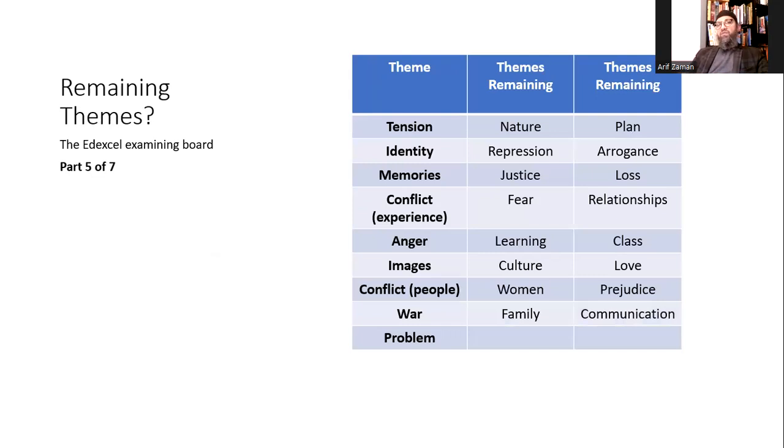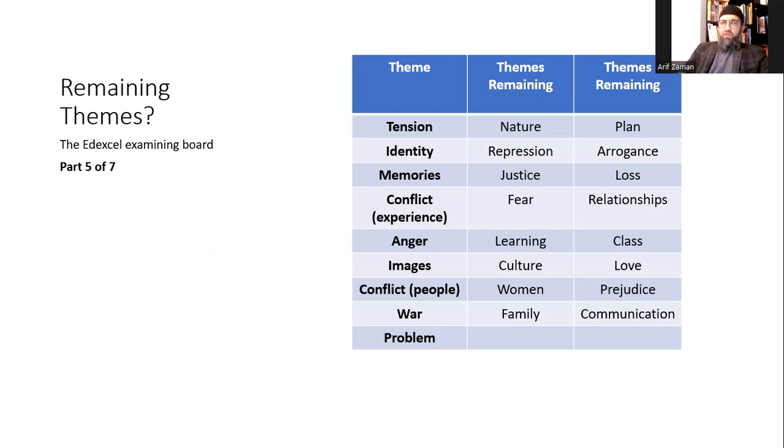What about themes? What themes have come up? The ones in bold on the left are the ones that have come up. So you've got tension, identity, memories, conflict, experience, anger, images, conflict people, and also war and problem. So these are all the themes that have come up. Of the themes I've just mentioned in the previous slide, what's remaining? You have nature, planning, repression, arrogance, justice, loss, fear, relationships, learning, class, culture, love, women, prejudice, family, and communication.